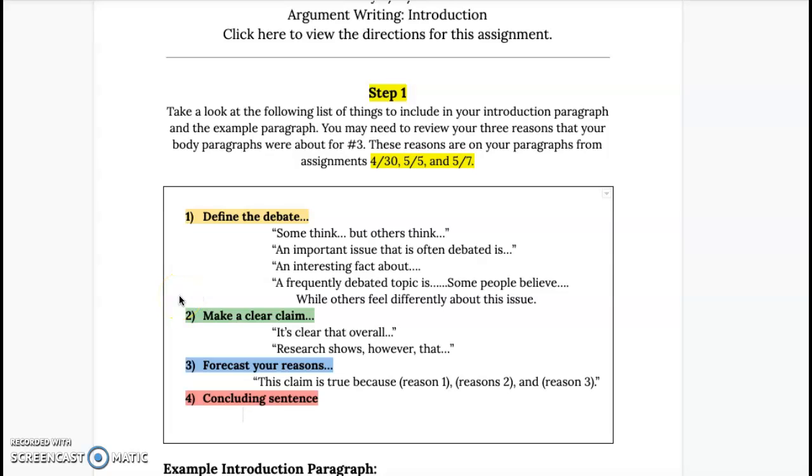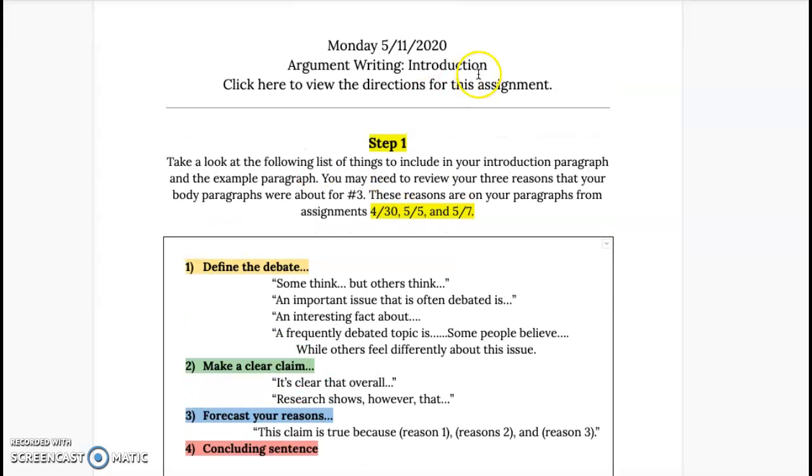Okay, at this point, everyone, the most difficult part of your argument essay is behind you. For the past 2 weeks, you've worked super hard on building 3 reason paragraphs for your claim. And this week, you're finishing it up. Today, you are writing your introduction, and then you'll be writing your conclusion paragraph another day this week. So let's talk about the introduction.